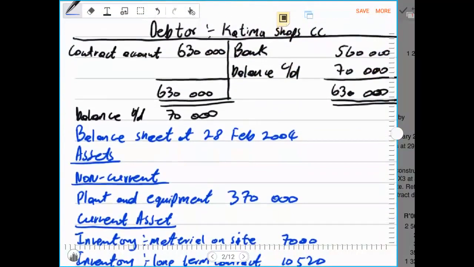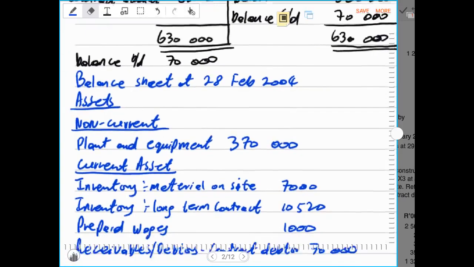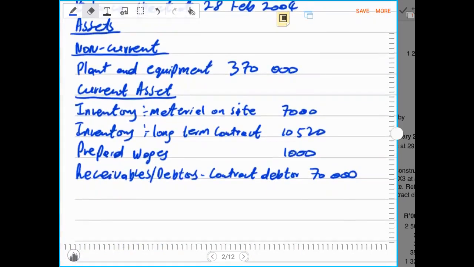This 70,000 rands is the debtor because of the contract, because the client was supposed to give us 630,000 rands, which was the value of the work that was certified, but he only gave us 560,000 rands because of the so-called retention amount. So the retention amount of 70,000 rands is an asset or a debtor to us, because the client will pay us that amount later on. So we can recognize that as an asset in the statement of financial position.